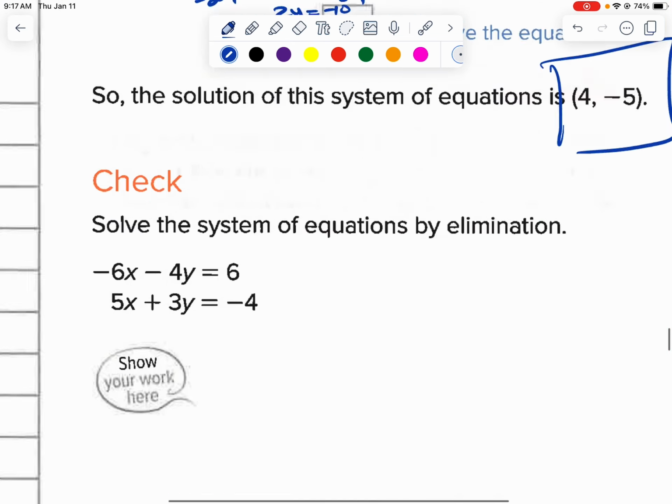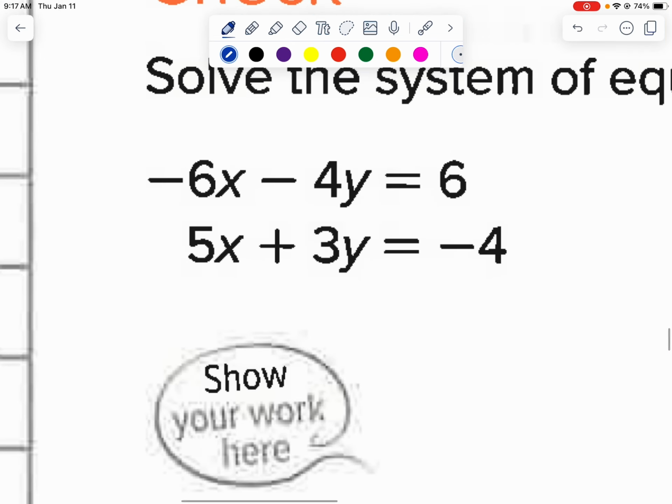So let's look down here. Does 6 go into 5 or 5 go into 6? No. Does 3 go into 4 or 4 go into 3? No. So it doesn't matter which one we eliminate. I'm actually going to eliminate the x's only because we eliminated the y's the step ahead. You notice how this is the opposite sign. So they're opposite signs of each other, so that would be good.